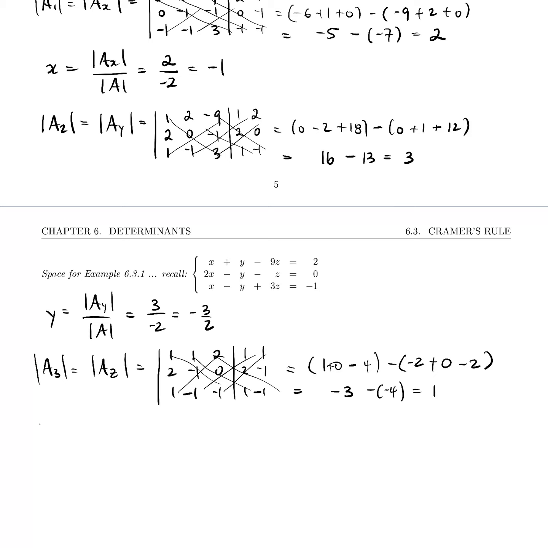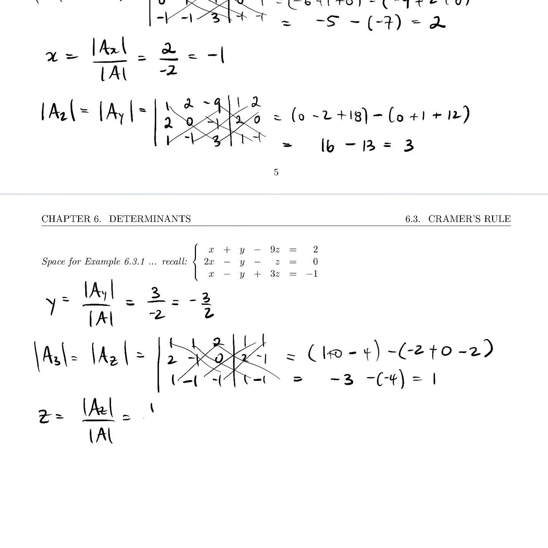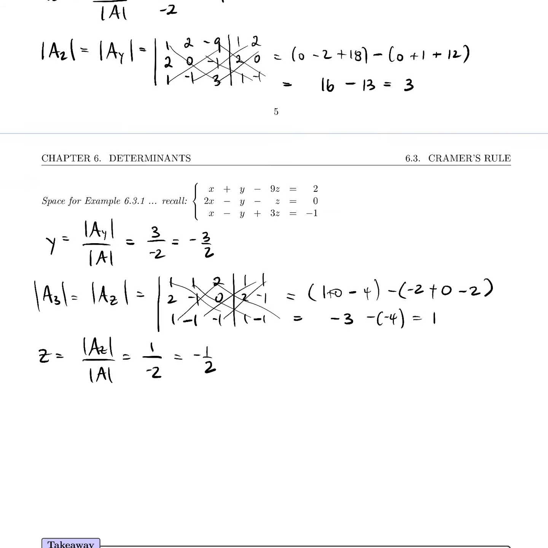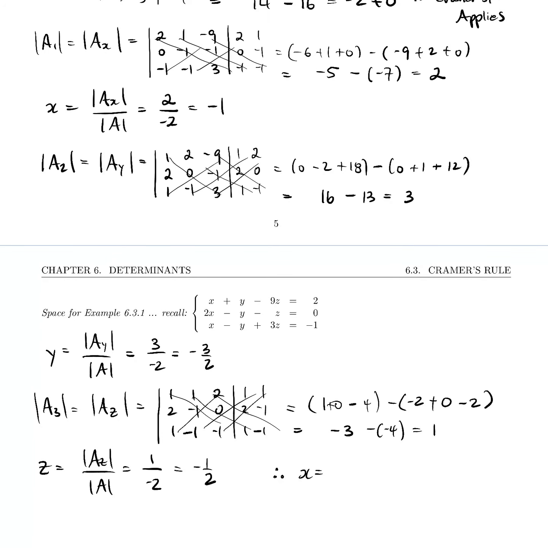Lastly, then, we need z, which is the determinant of A sub z over the determinant of A, which is going to be this 1 over the original determinant, minus 2, or minus 1/2. And so we have solved using Cramer's rule to get the solution of the system as x is minus 1, y is minus 3/2, and z is minus 1/2, a unique solution to this linear system.